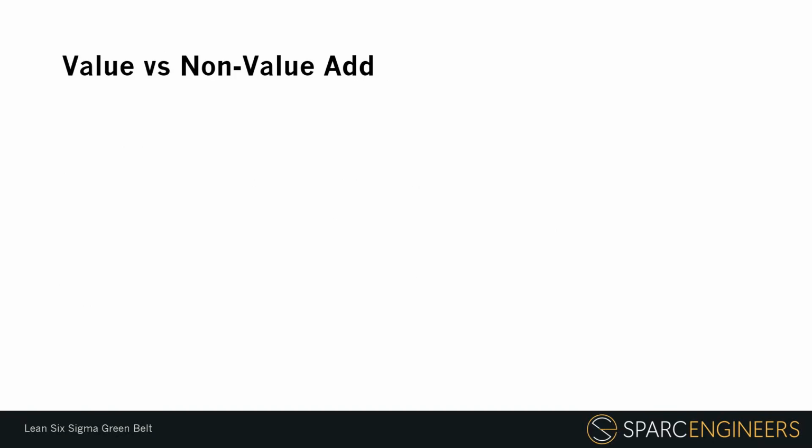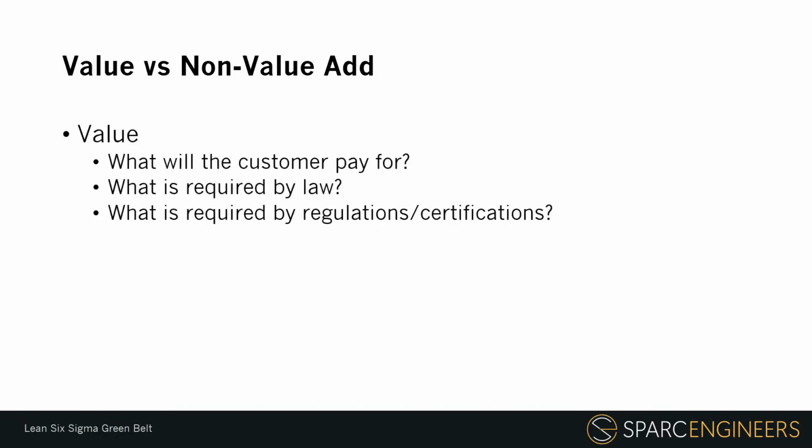Value versus non-value add. One of the most important Lean concepts is the difference between value-added and non-value-added activity. A value-added activity is something the customer is willing to pay for, something required by law, or something required by regulations or certifications. For example, if we are manufacturing a part, the customer may be willing to pay for the actual transformation of raw material into the finished product. If we are in a regulated environment, certain inspections, documentation, or compliance steps may also be required and therefore necessary.